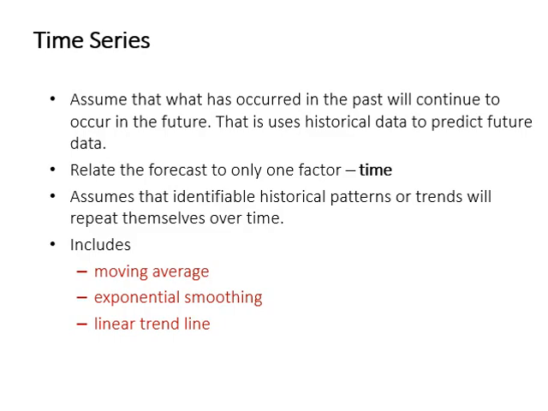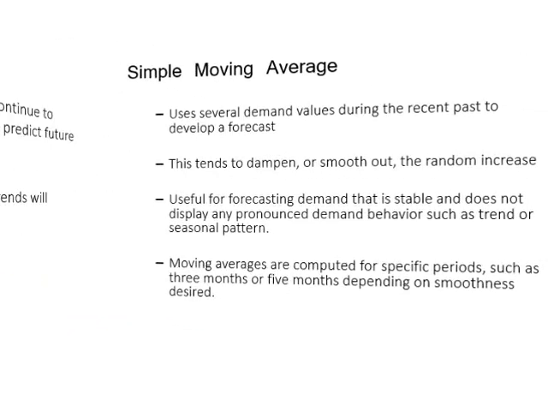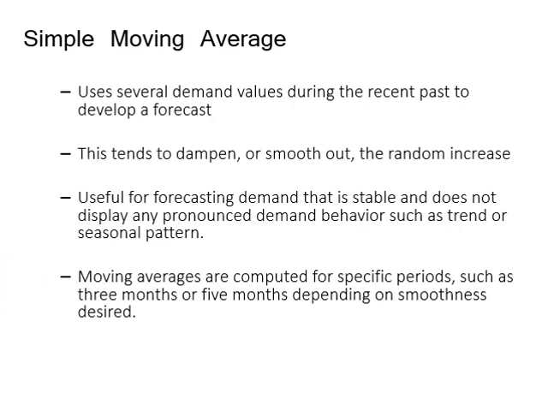The first technique under the moving average method is the simple moving average. It uses several demand values during the recent past to develop a forecast. This tends to dampen, or smooth out, the random increases. It is useful for forecasting demand that is stable and does not display any pronounced demand behavior such as trend or seasonal pattern. Moving averages are computed for specific periods, such as 3 months or 5 months.